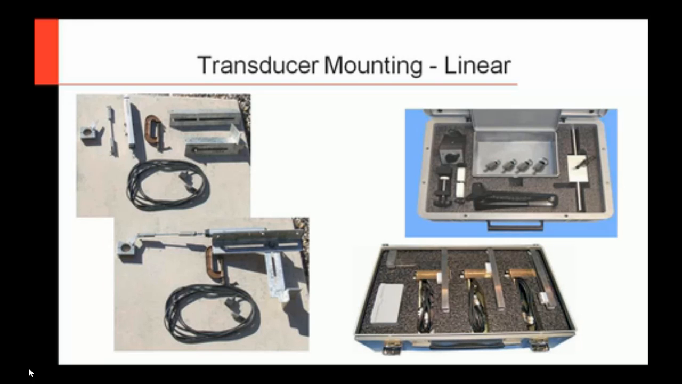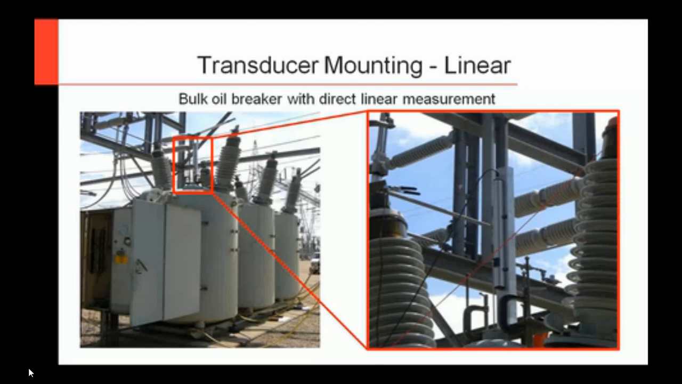So I'll first talk about a linear transducer mounting. Here's an example on a bulk oil circuit breaker, and most of the bulk oil circuit breakers out there use a linear transducer. I have seen some rotary ones, but generally you can hook up this linear, and the nice part about it, if you zoom in right here, it connects exactly to the interrupter.